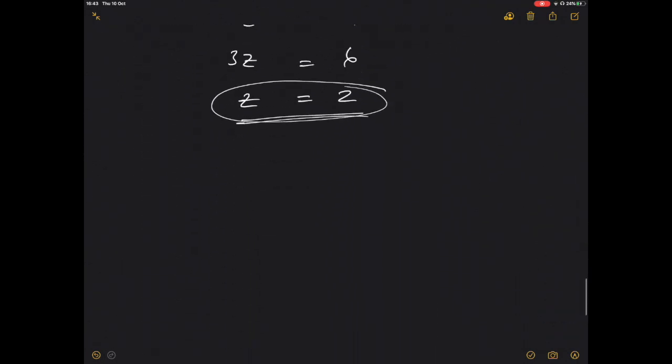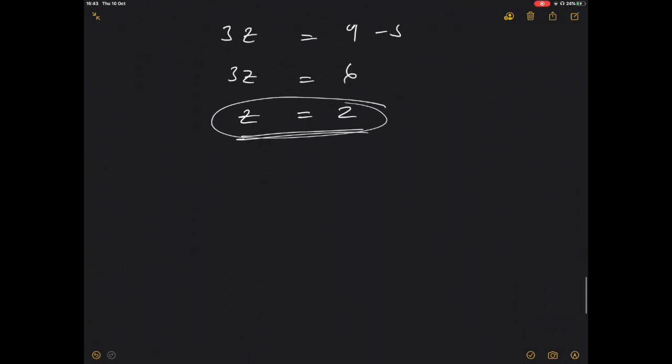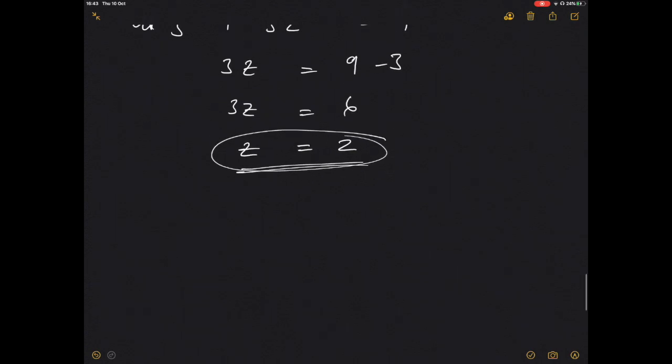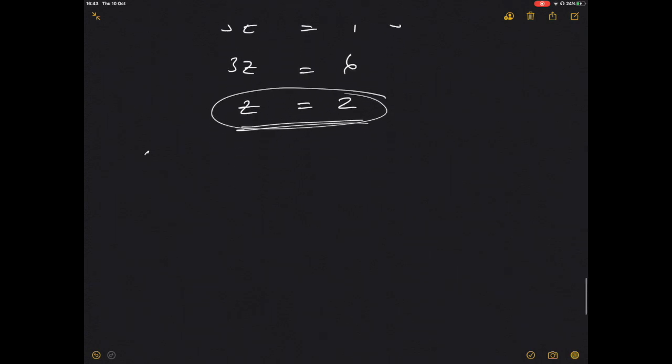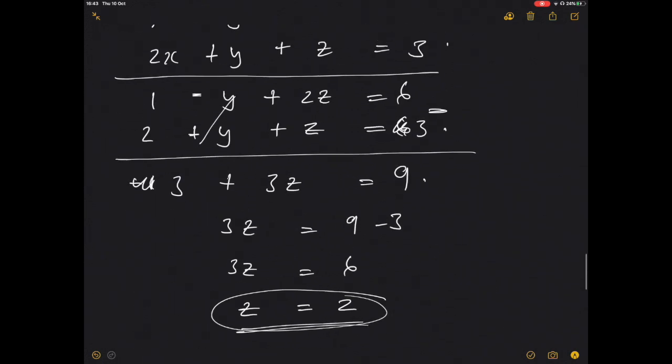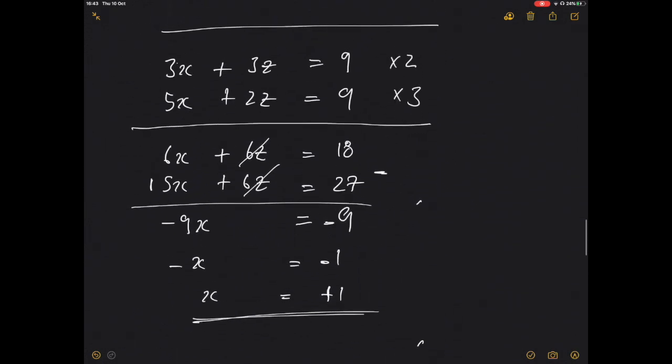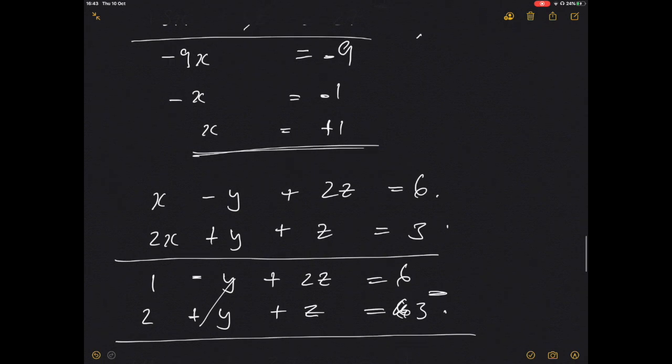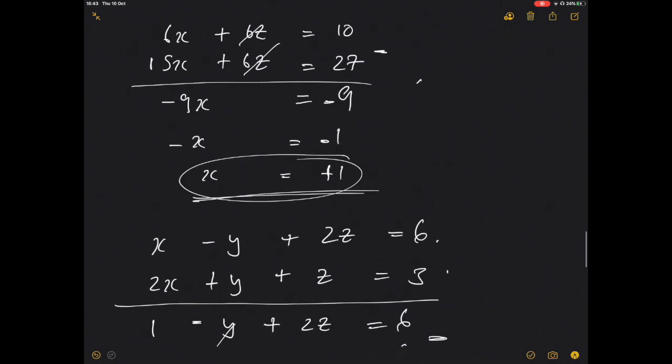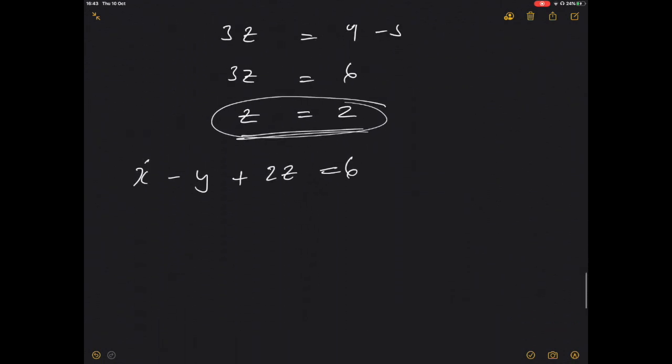So we can say from equation 1 that x minus y plus 2z equals 6. So we know that x we've worked out here as 1. That was our answer here, 1. And we have z as 2. So we can say that 1 minus y plus 2 times 2 equals 6.